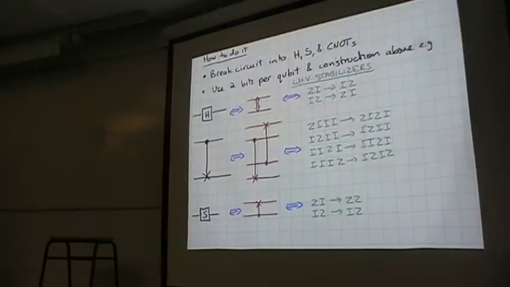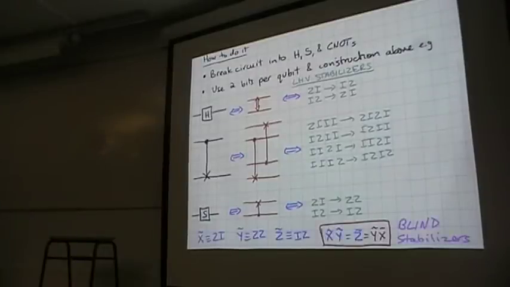If you wanted to fix one of these bits to a 1, well then you would just put a minus sign, because 1 is the eigenstate of sort of minus Z. So you would have a minus sign here, but the minus sign would just propagate through the circuit and be a minus over here. Okay. So this just looks like a kind of messy mathematical game.